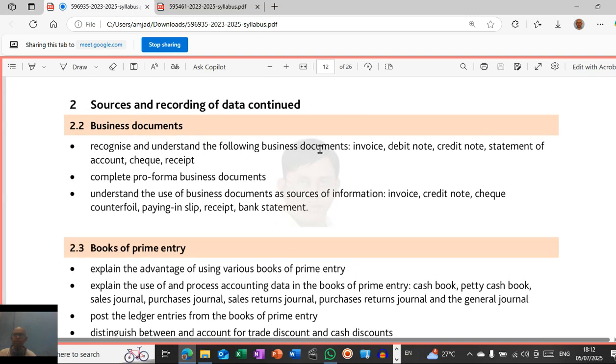Recognize and understand the following business documents: invoice, debit note, credit note, statement of account, cheque, receipts. Complete proper business documents. Understand the use of business documents as sources of information: invoice, credit note, cheque, counterfoil, payment slip, receipt, bank statement. These are the various source documents. We will be discussing this in 2.2.